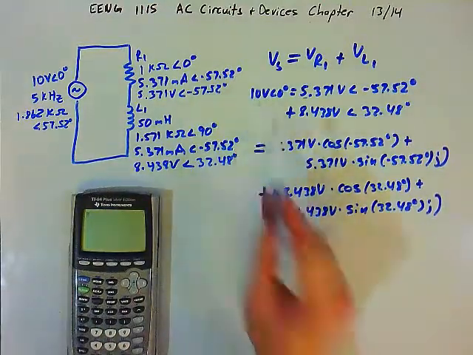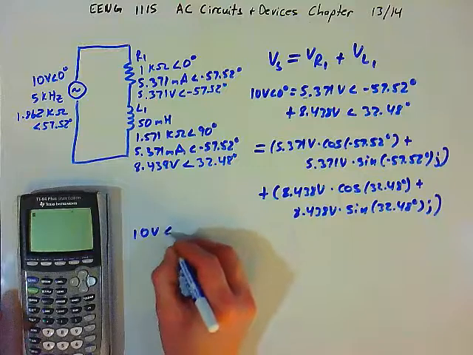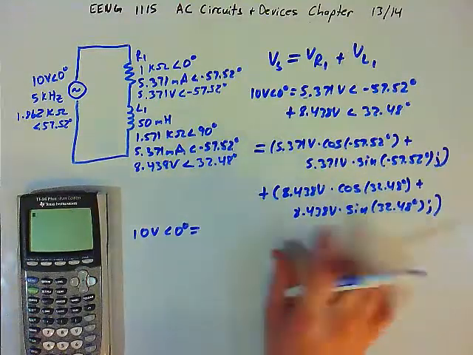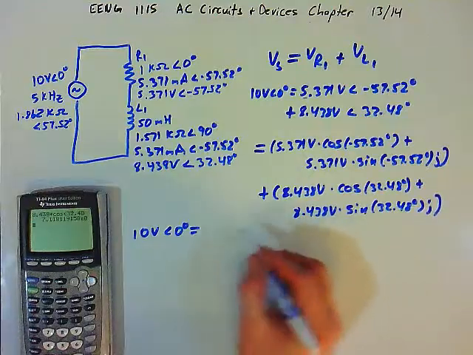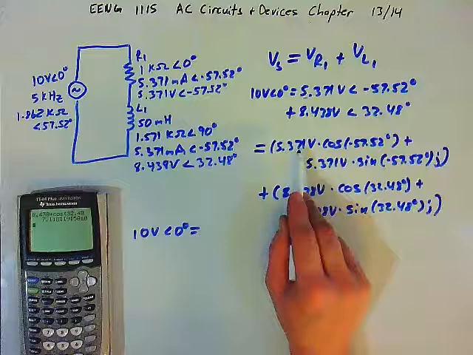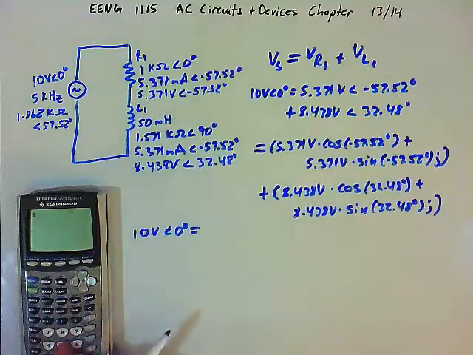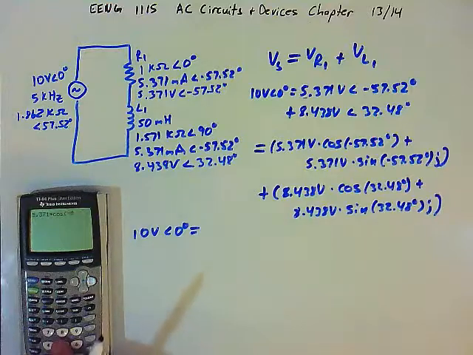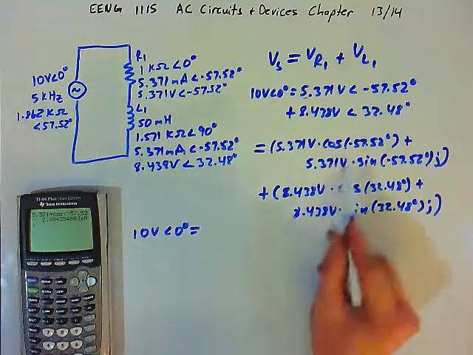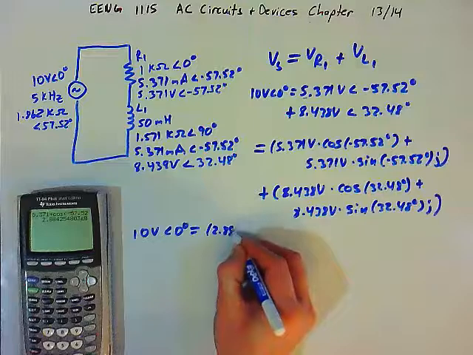Okay, so we think that 10 volts at 0 degrees should be equal to the sum of these two. So I have 8.438 volts times the cosine of 32.48 degrees. So the x component of this vector, oh, I'm sorry, I did that wrong. Let me start up here. We have 5.371 times the cosine of negative 57.52 degrees. The x component of this vector is 2.884 volts.